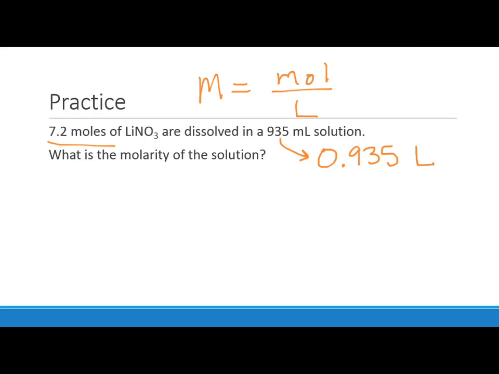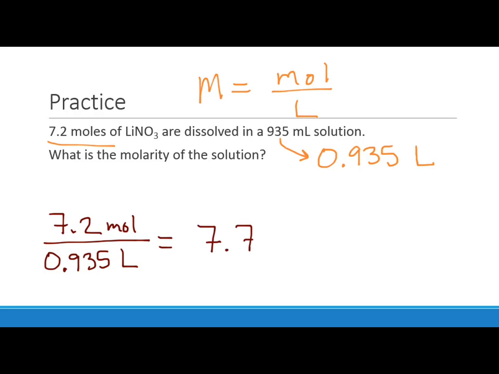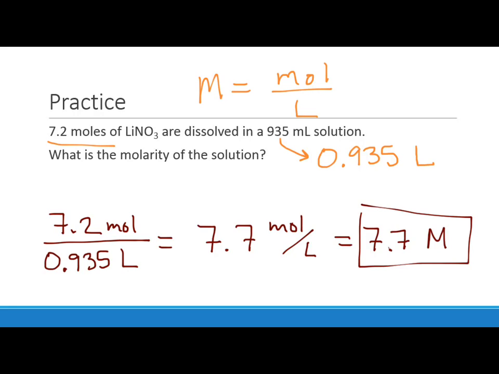So now I have both my moles and my liters, so to calculate molarity I simply take 7.2 moles and divide that by 0.935 liters. And that's it, right? Simple. So 7.2 divided by 0.935. I have 2 sig figs, so I'm going to call this a 7.7, and I could either write moles per liter, or I could write 7.7 molar, capital M. Either one's correct. You'll typically see something like this written on bottles, but it really just means moles per liter, molar.